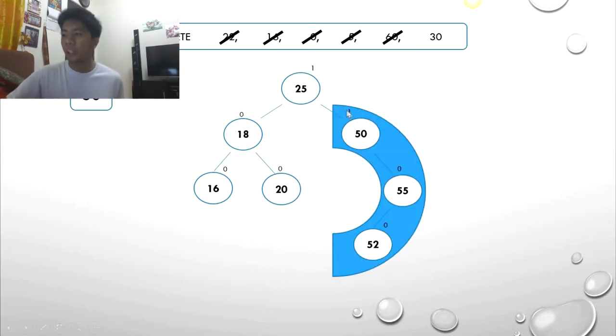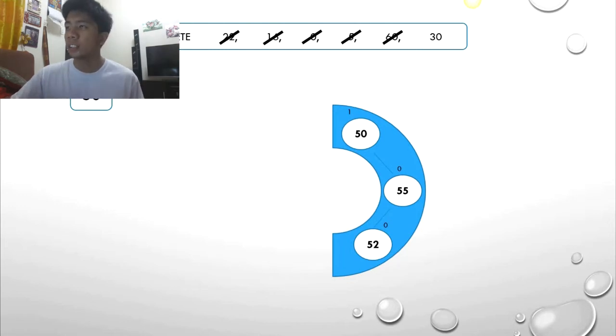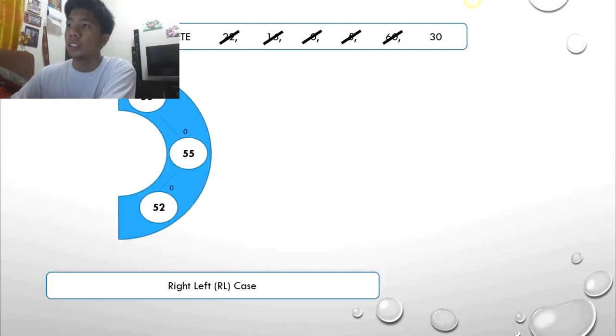Don't mind this number, I just made a typo. Remove the rest of the nodes just to balance these 3 numbers. Since our parent 50 has a right child and 55 has a left child, in this case our case will be a right-left case. So our rotation will be a right-left rotation.